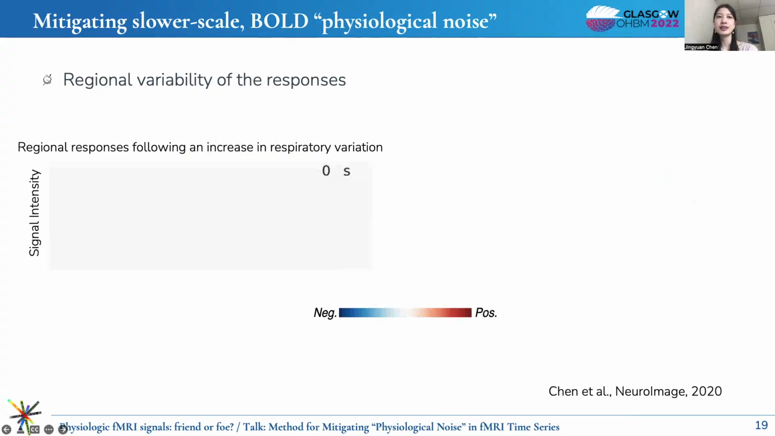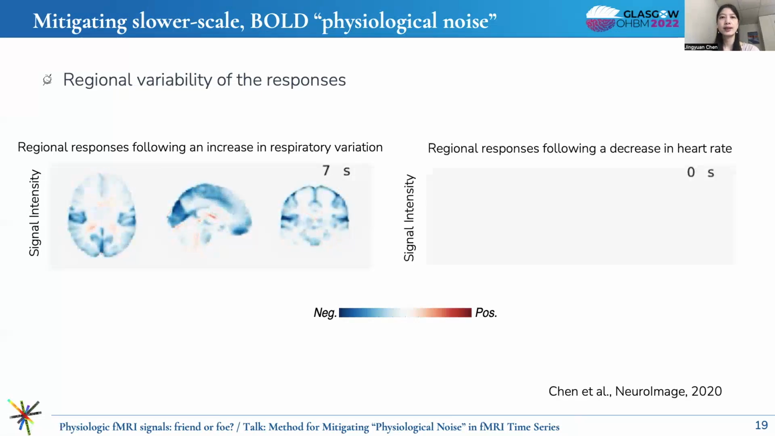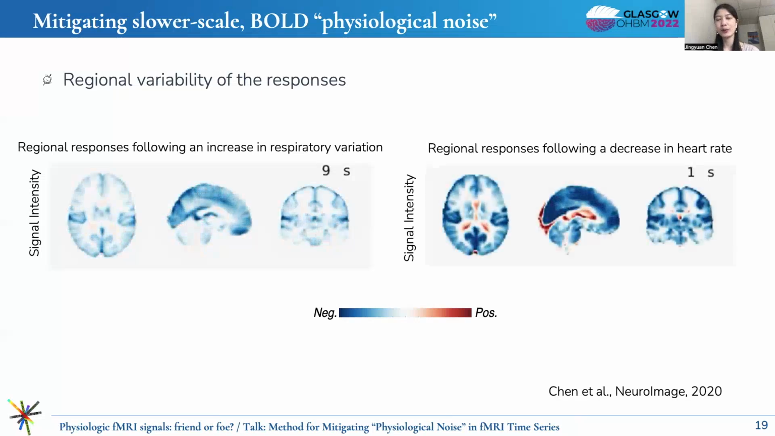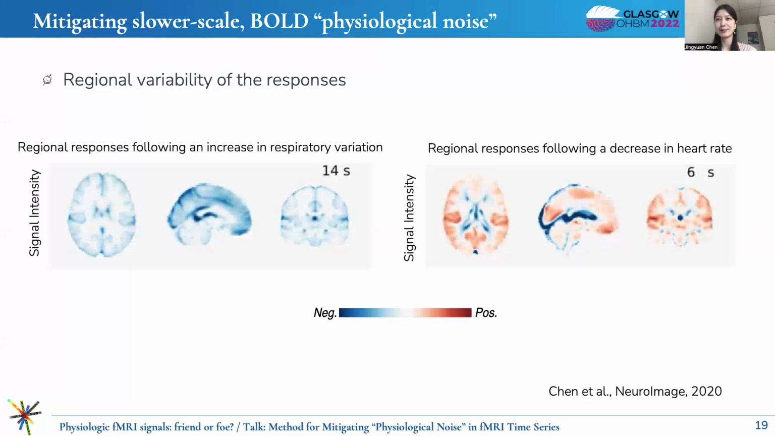So in an earlier study, we used Human Connectome Project data to characterize the regional variability of these responses. In this example, here shows the global fMRI dynamics following an increase in respiratory variation. And here shows the global fMRI changes following a decrease in heart rate. And you can see that both are quite variable across the brain.